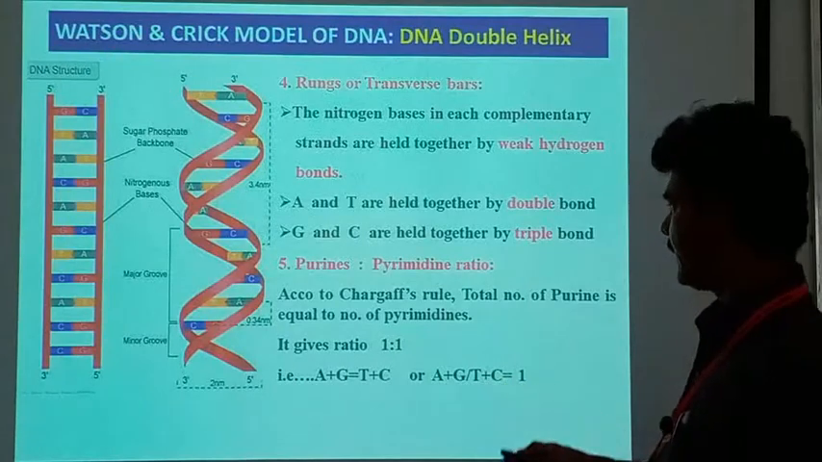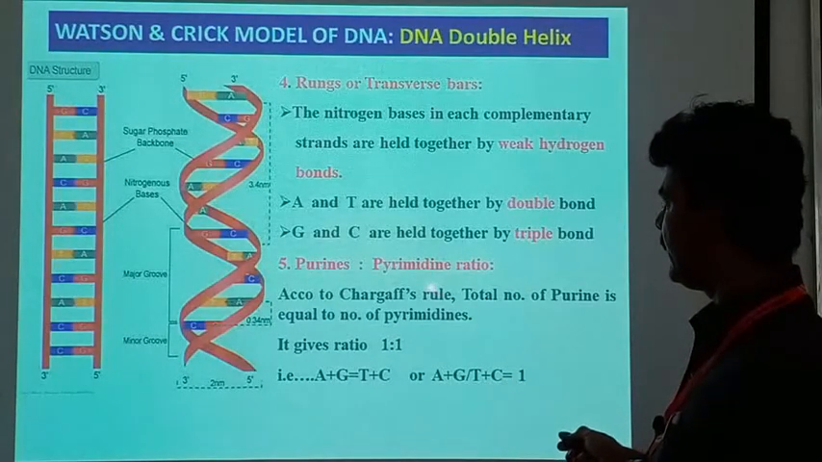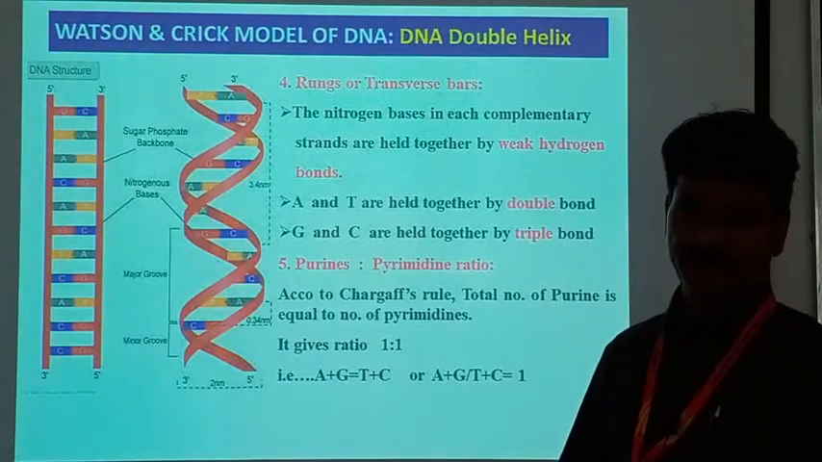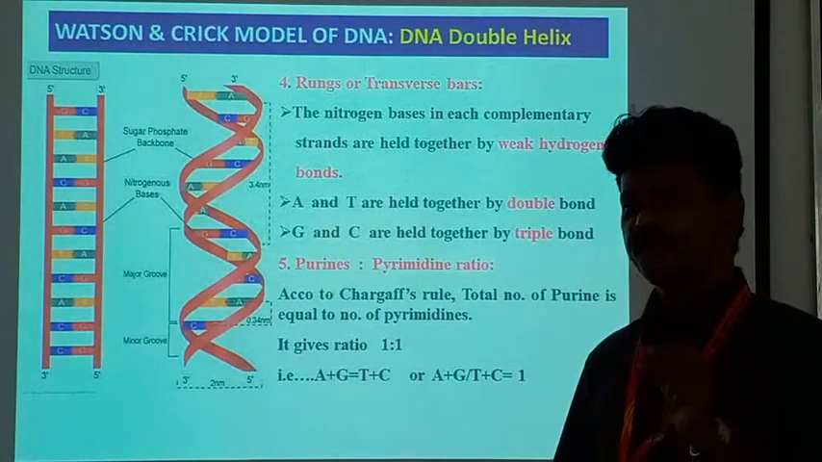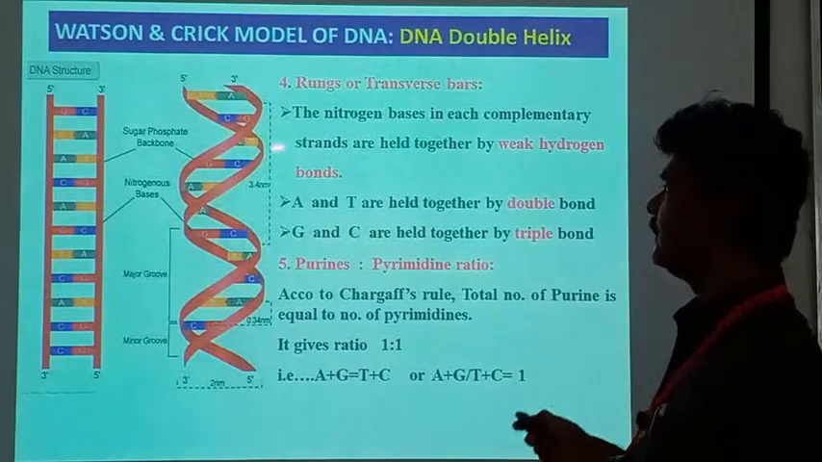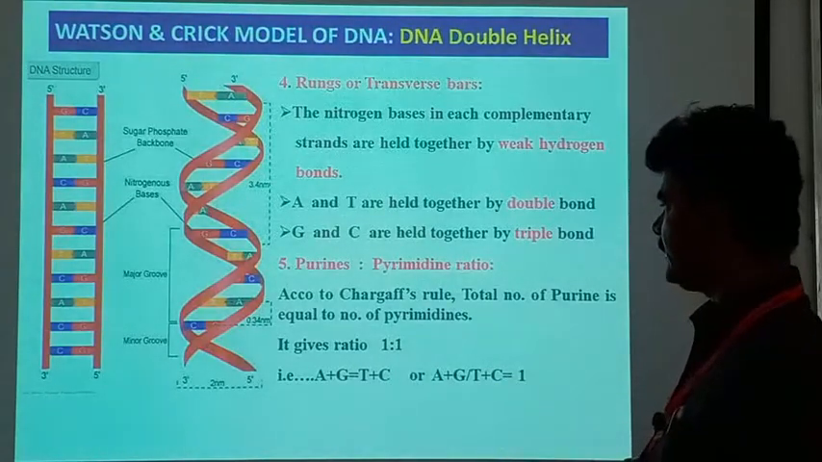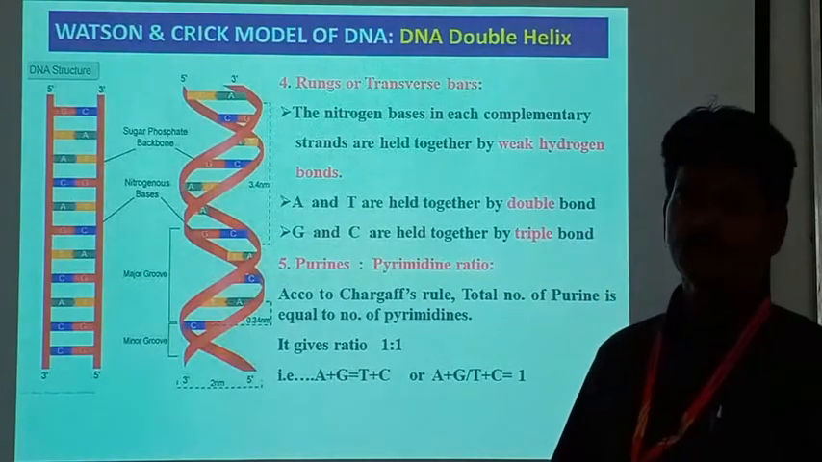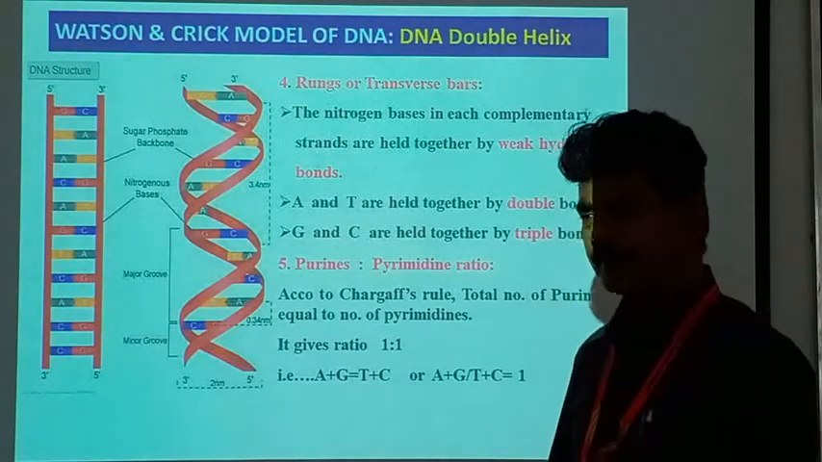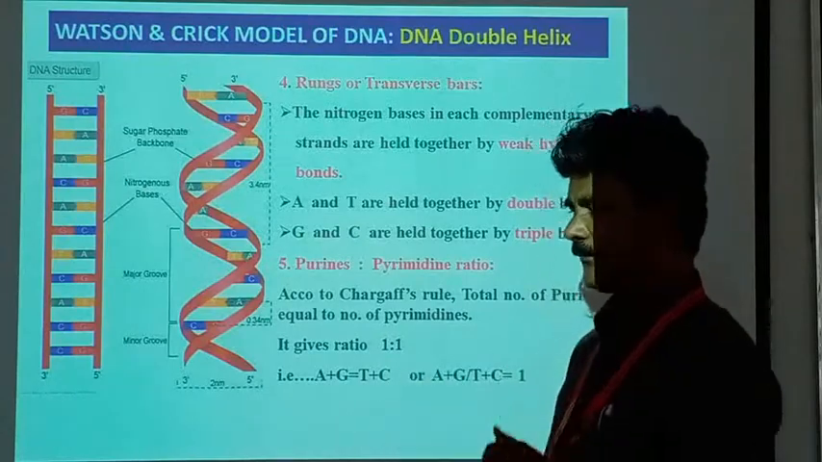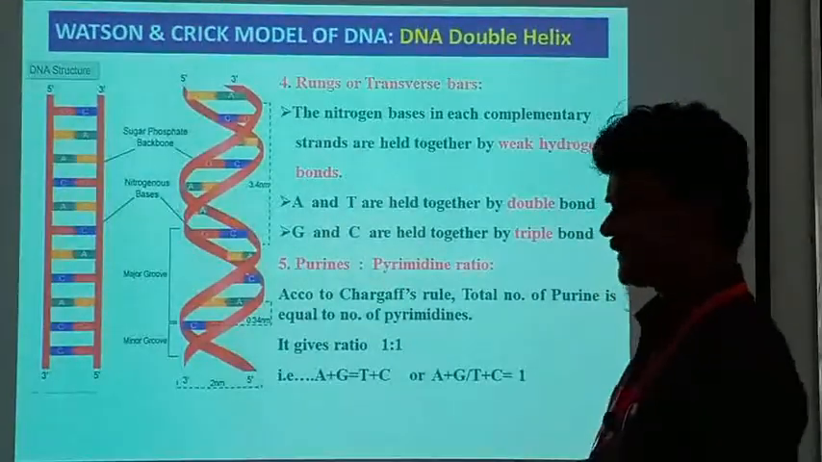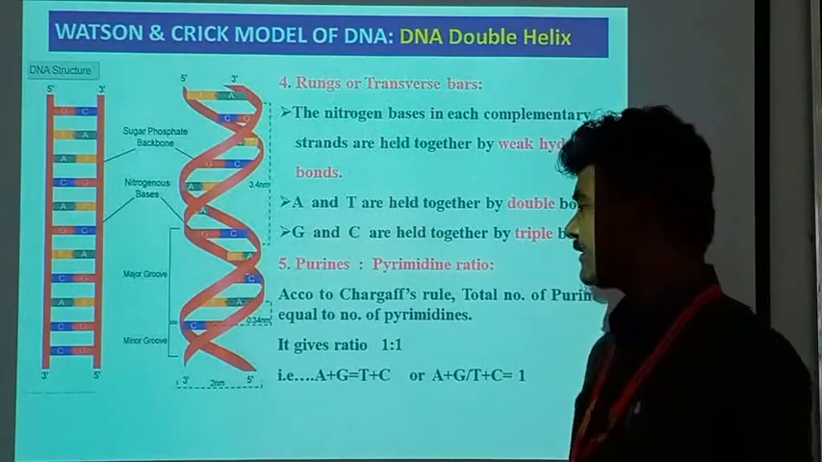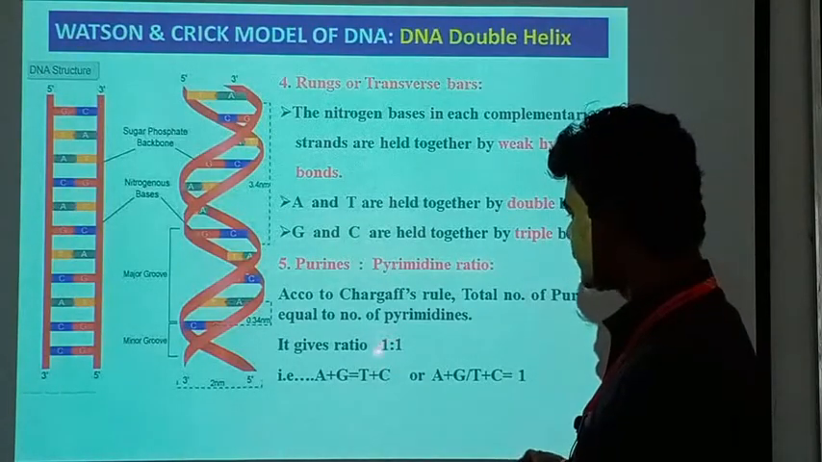On this strand, there is a pairing of purine and pyrimidine, and it has a fixed ratio. Means there is a fixed purine and pyrimidine ratio. This is the observation of Watson and Crick. According to Chargaff's law, the total number of purines is always equal to the total number of pyrimidines, and so the ratio of purine to pyrimidine on the DNA strand is always 1:1.